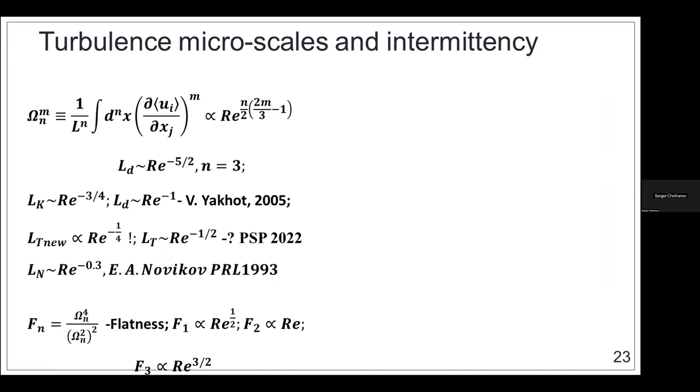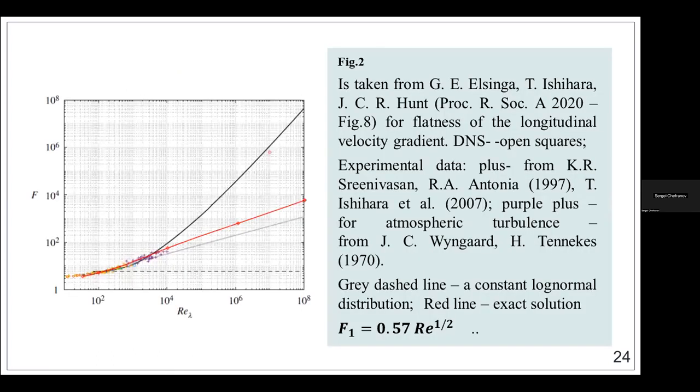Also, the estimation of the dependence of entropy and the H generalization gives the possibility to obtain the microscales of turbulence and to estimate the dependence of flatness, which describes turbulence intermittency. And our analytical result, represented here by the red line, gives good correspondence with direct numerical simulation and observation data for higher Reynolds numbers.